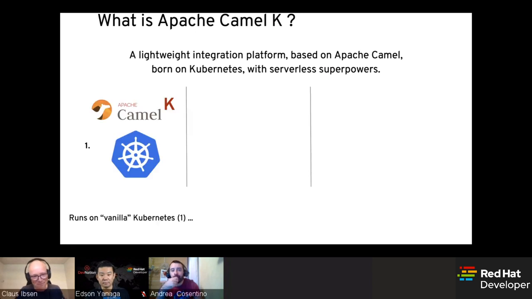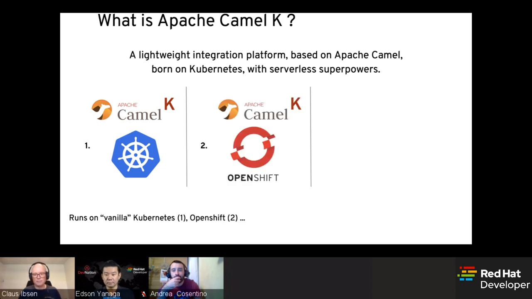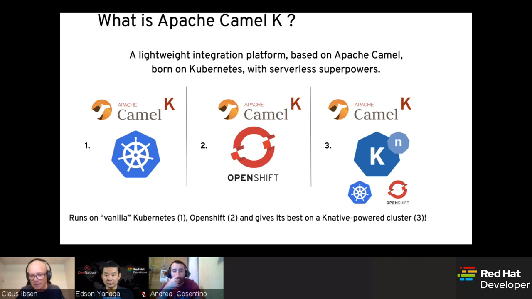So basically, Camel K allows you to run Camel integrations on just standard Kubernetes, but you can also run it on OpenShift, and you get the best of the power if you have a Knative-powered cluster. So if you have Knative installed on Kubernetes, but Camel K can run without Knative. And this is what we're going to see in the demo today, just playing on vanilla Kubernetes.